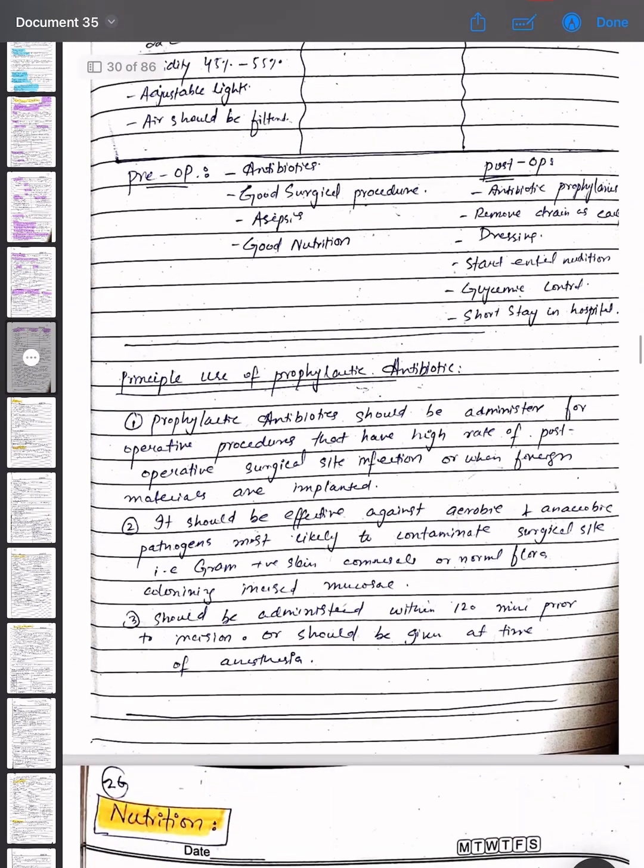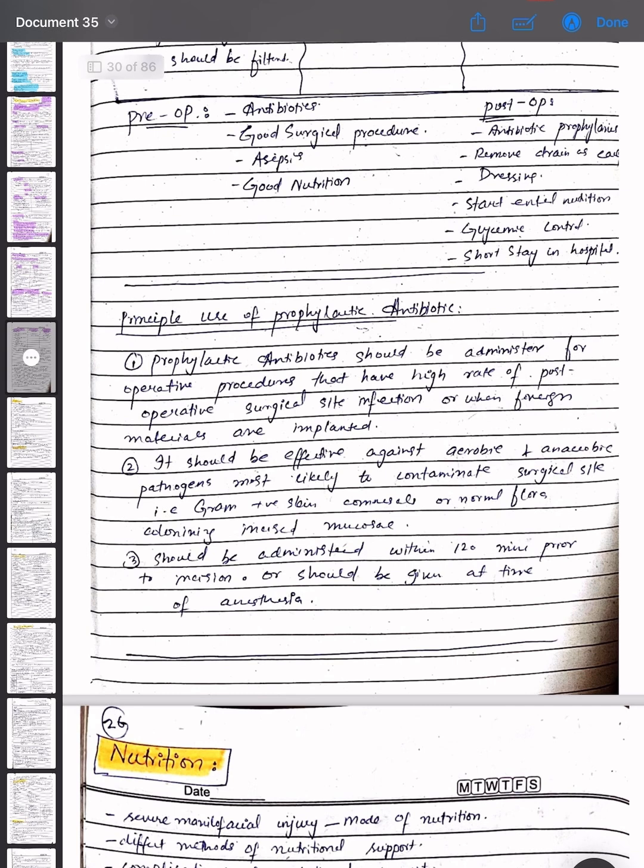What are the principal uses of prophylactic antibiotics? This is one of the important topics.